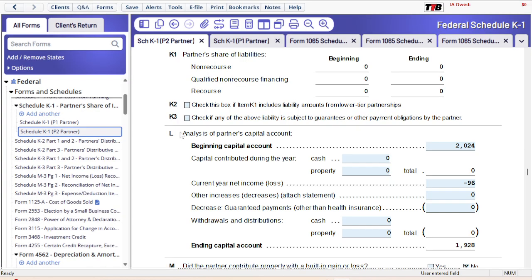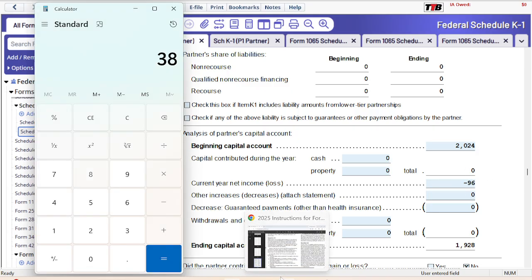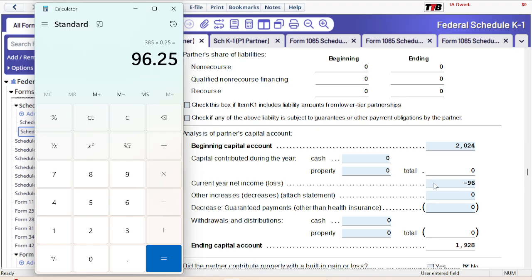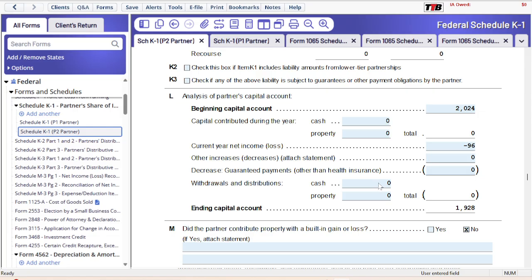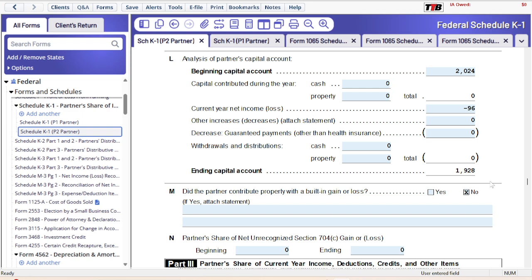We'll come to section L, beginning of the year. We have this 25%. If there is cash contributed, 25% will go here. And again, the loss 385 times 0.25 is 96 negative, going there, and the difference between the two gives us 1,928 here. If there is a withdrawal or distribution, it's going to go here for this partner. If it's equal, then the distribution will be based on ownership, 25%, and that will be taken into consideration.